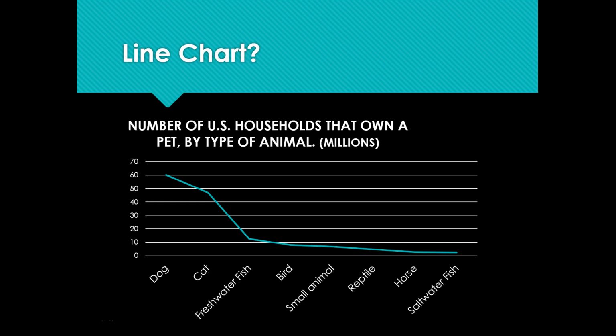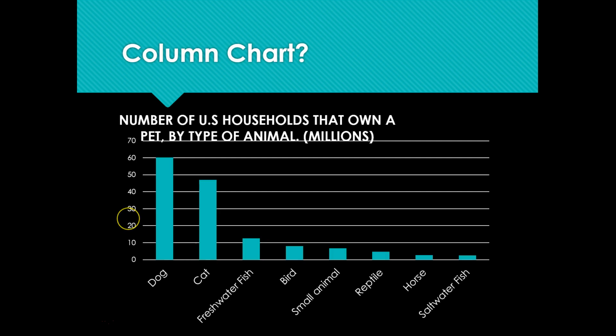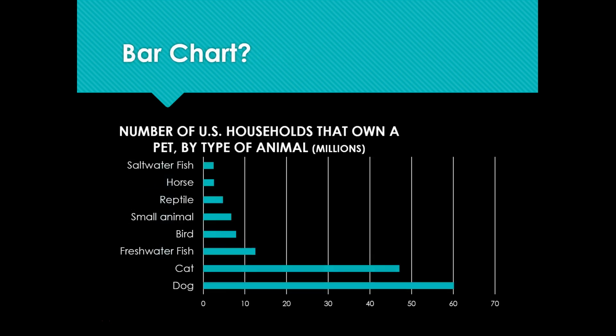What about a line chart? Well, to me, this looks even weirder than a pie chart, because line charts are best used when you want to show a trend. And this is just categories, not necessarily a trend. A column chart? Well, this is a lot better. But I thought, having those long titles for the categories at an angle makes it kind of hard to read. So a variation of the column chart would be a bar chart. And this is a lot easier to read as a bar chart.